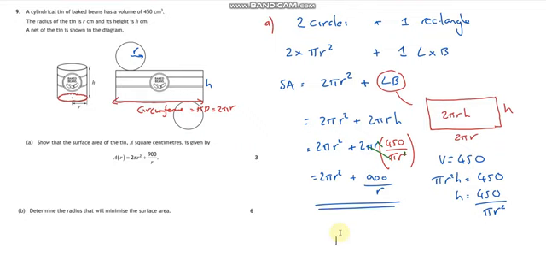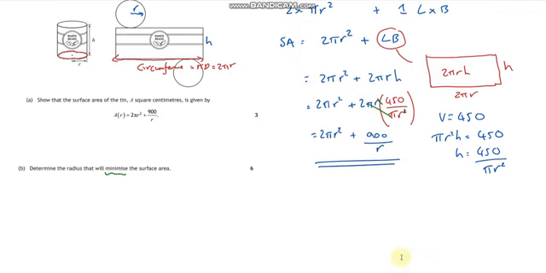Okay, so we just did part A. Part B is definitely worth doing first, as I said. Determine the radius that will minimize the surface area. So when you see the word minimize or maximize, you should be thinking optimization, which means differentiation, because we are looking at this equation, we're looking at this function.